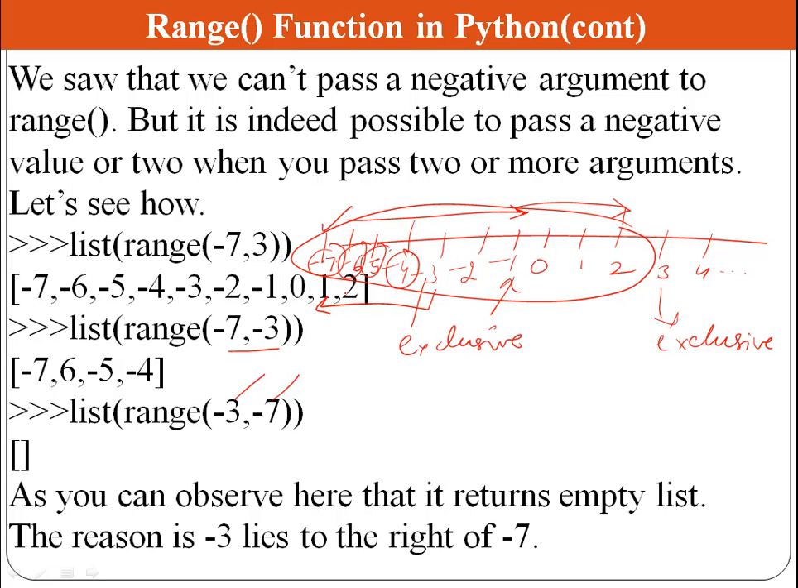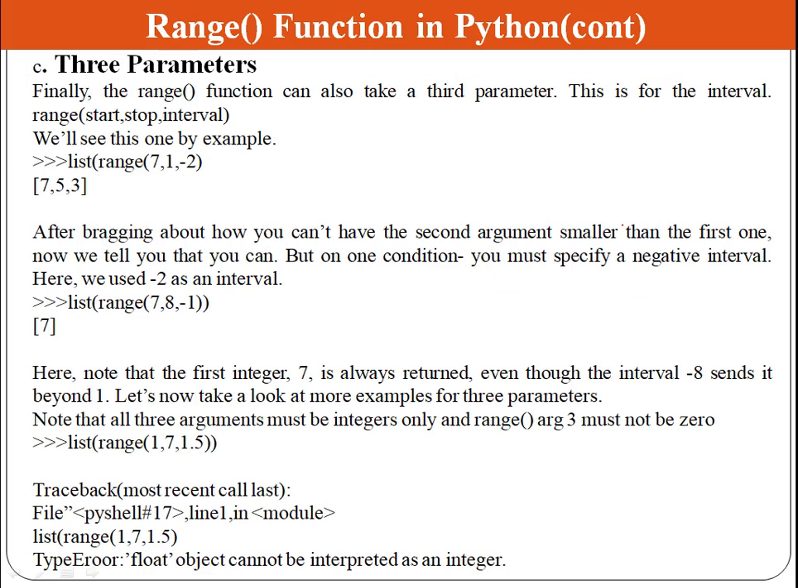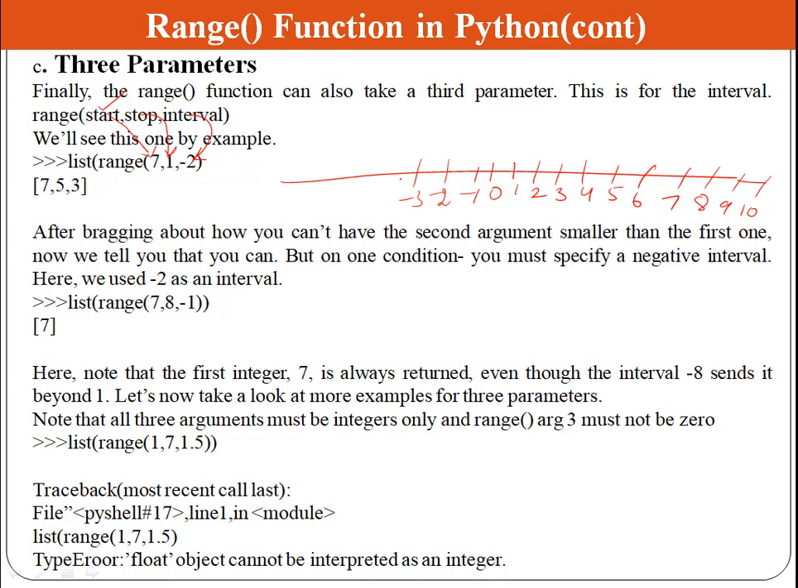Now, how can we pass three parameters and what are their meanings? First is start, from where to start, right? Where to stop, and what is the step or interval. So here we can see, again we draw it: 0, 1, 2, 3, 4, 5, 6, 7, 8, 9, and 10. Here -1, -2, -3, -4, -5, -6, -7, -8, -9, -10.